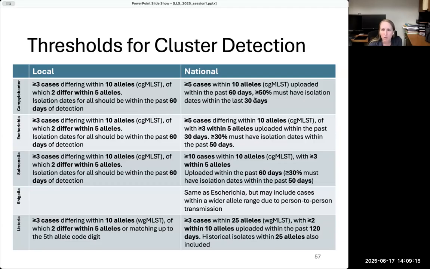And then all or most of them have a stipulation too, like more than 50% of the isolates must be within a certain number of days, or all of the isolates have to be within a certain number of days. And then for the local Campylobacter, 2 isolates must differ within 5 alleles. So it kind of has 2 allele thresholds, one within the other one. If you notice, like I mentioned before, all of them are based on core genome MLST, except for Listeria, which is based on whole genome MLST.